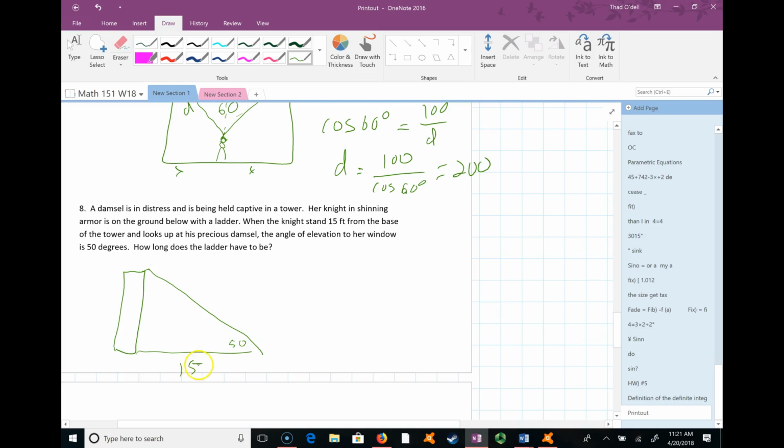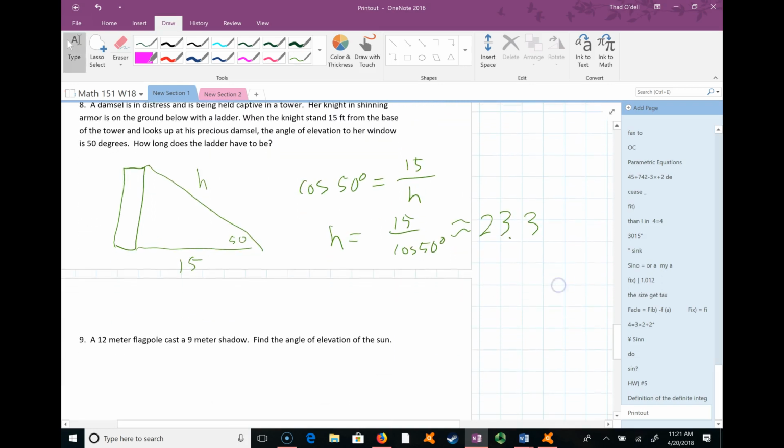Okay, so we have the adjacent, and we want to know the hypotenuse, don't we? Because that's where the ladder would sit. Adjacent and hypotenuse make you think of cosine. So cosine of 50 degrees would be equal to adjacent over hypotenuse, which means h is equal to 15 over cosine of 50 degrees. I'll throw that in my calculator: 15 divided by cosine of 50. And I get h is approximately equal to 23.3. So he needs a 24-foot ladder.